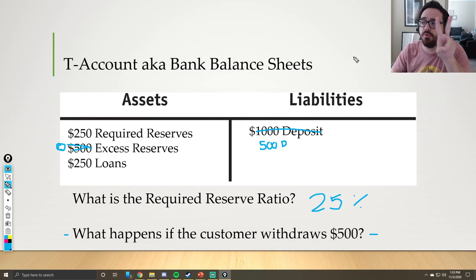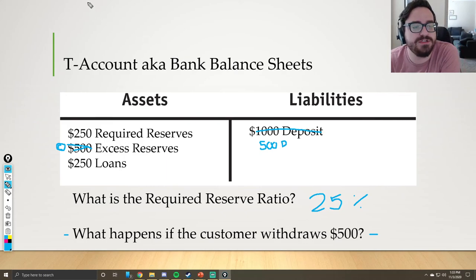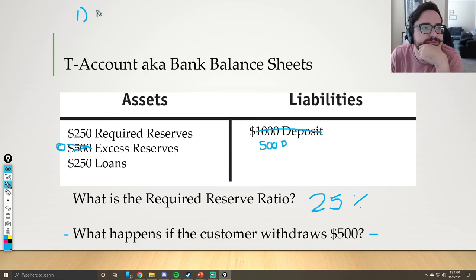There are two rules when it comes to a bank balance sheet. I mentioned the first one already, which is that both sides have to equal one another. So check, check, that works. 250 plus 250 equals 500. That rule we're following. So first rule, it's called a bank balance sheet, it has to balance. Assets equals liabilities. The second rule, reserve requirement holds.